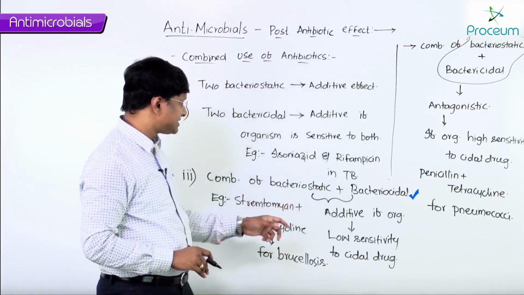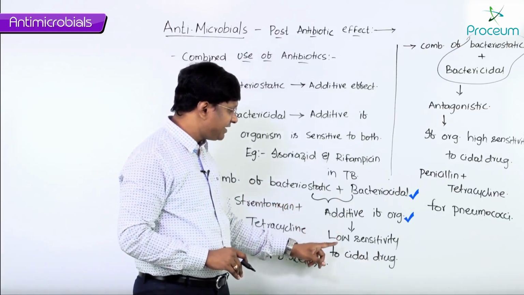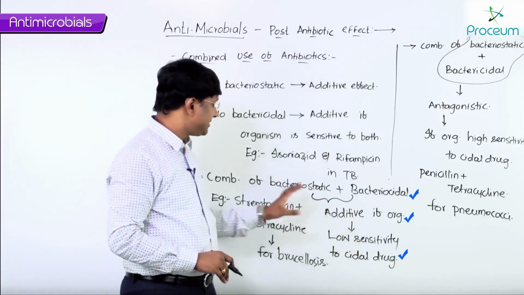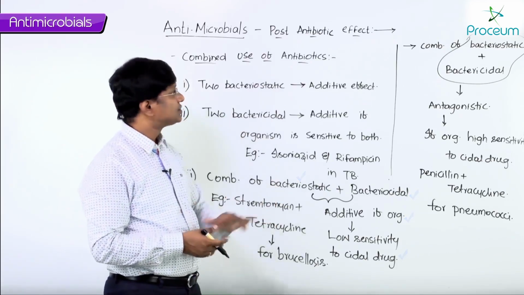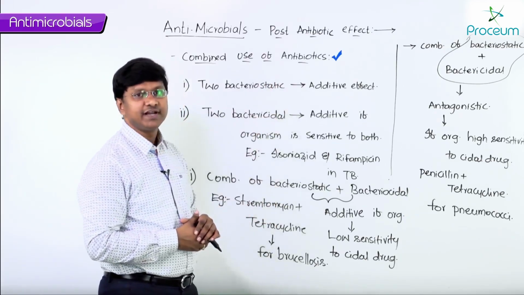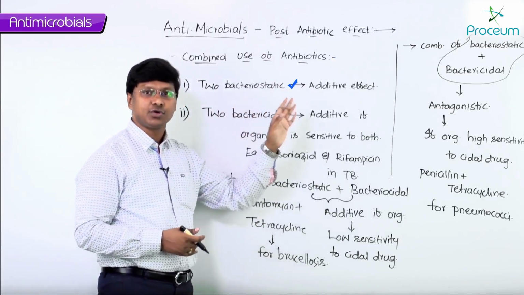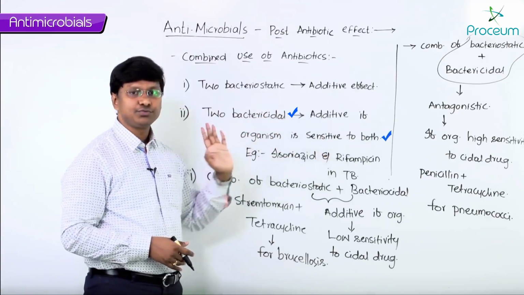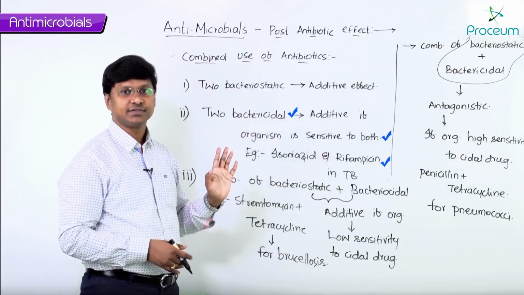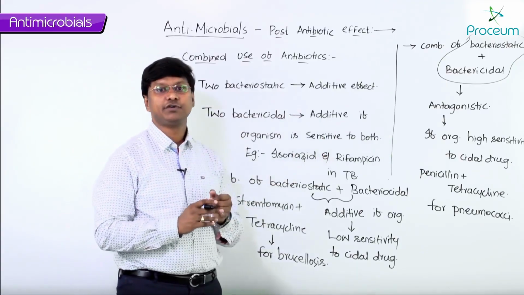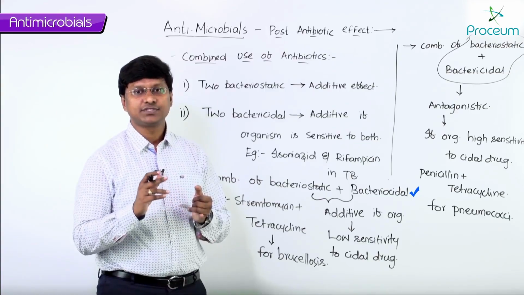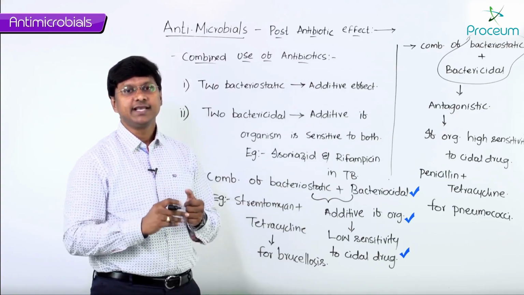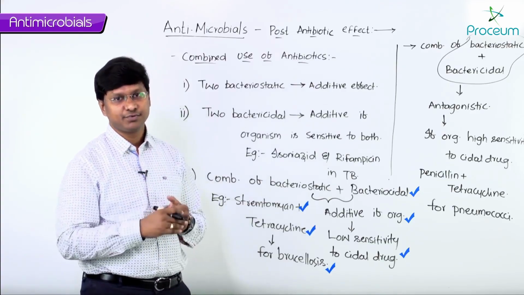If the cidal drug has low sensitivity to the organism, then this combination is additive. So this is your combined use of antibiotics. Two bacteriostatic agents are always additive. Two bactericidal agents are also additive if the organism is sensitive to both, that is isoniazid as well as rifampicin. But remember, the combination of bactericidal with a bacteriostatic drug is additive if the organism has low sensitivity to the cidal drug. Example, streptomycin plus tetracycline for brucellosis.